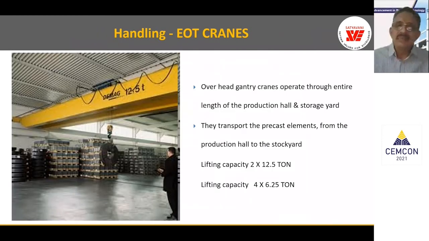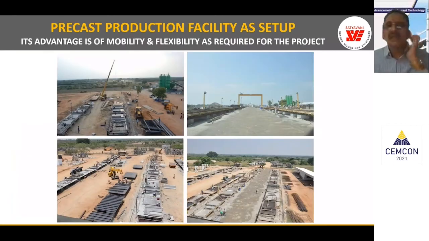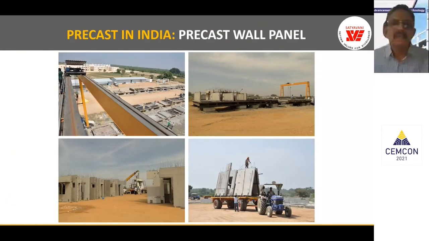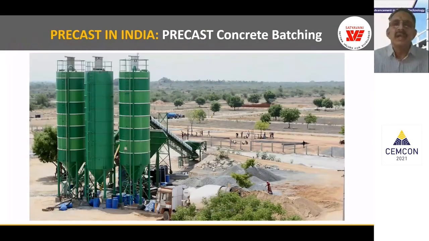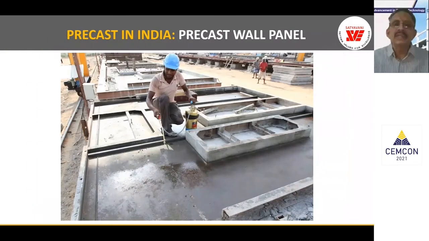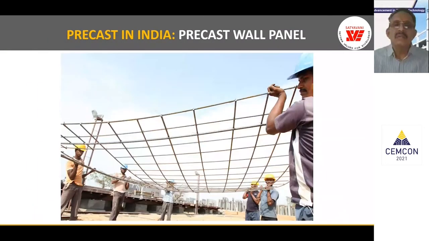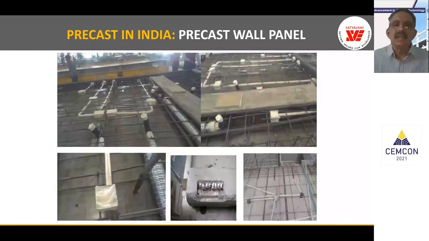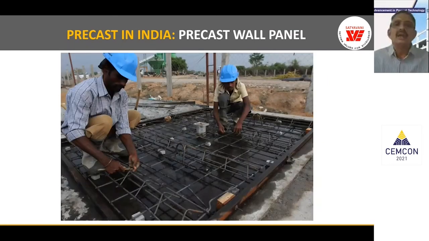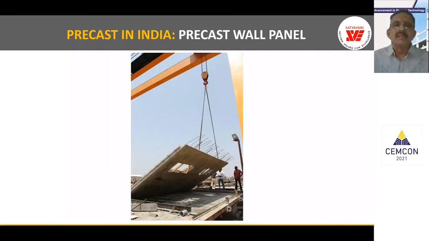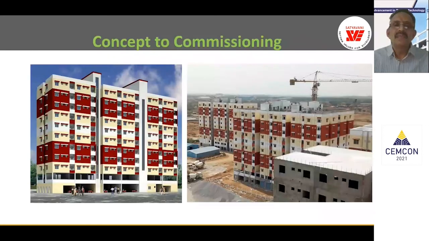And the UOT cranes will be required, and the stacking, handling, the A-frame cranes and all that. And these are all the precast wall panels, that is the casting yard for the wall panel, and the batching plant, and the casting, and the preparation of the mold and reinforcement and tying, placing of these various services also is done, and concreting and finally stripping, lifting, and this is the concept of commercial.